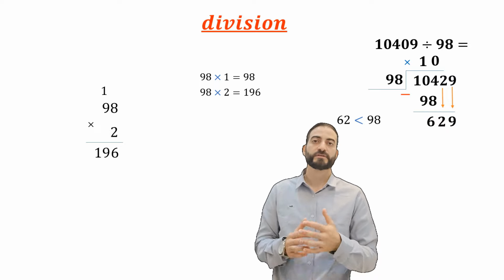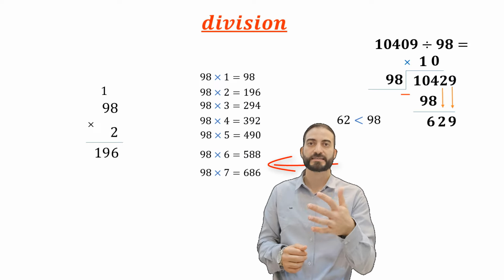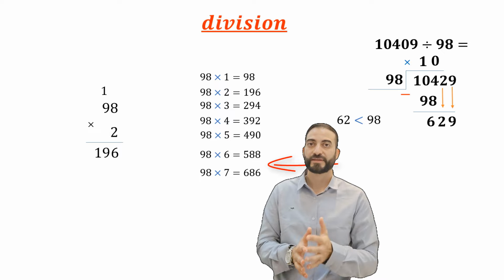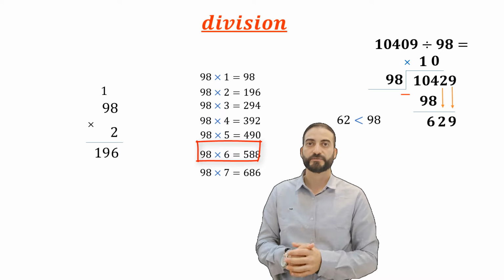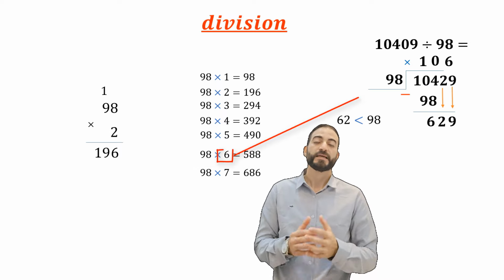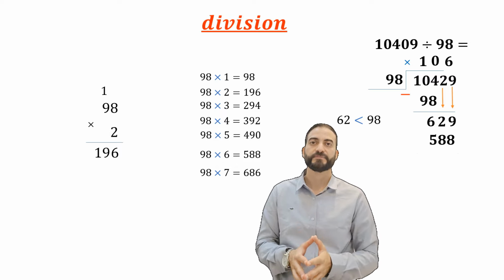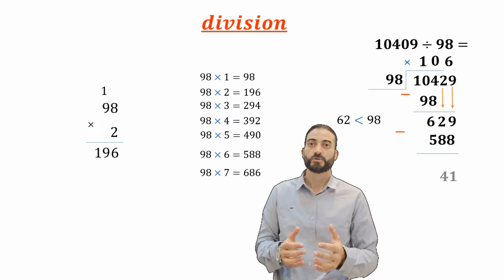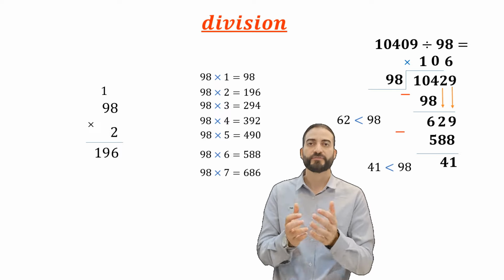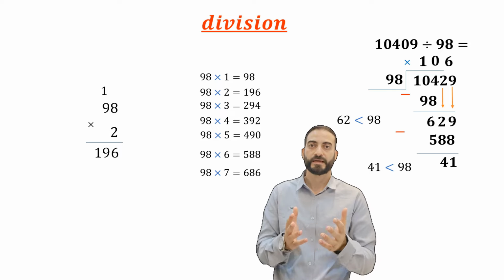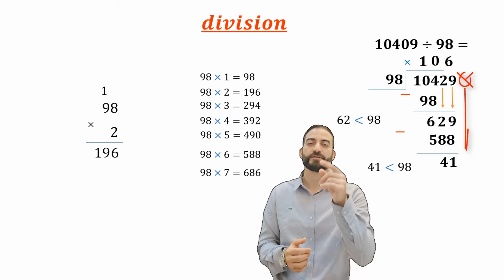We look for 629 and we find it here between 588 and 686. So we take the smaller one, which is 98 times 6 equals 588, and we put the 6 here and multiply it by 98. So we get 588. Here we do a subtraction, so we get 41. Because 41 is smaller than the divisor, this means that the process is over, especially since there is no number here.